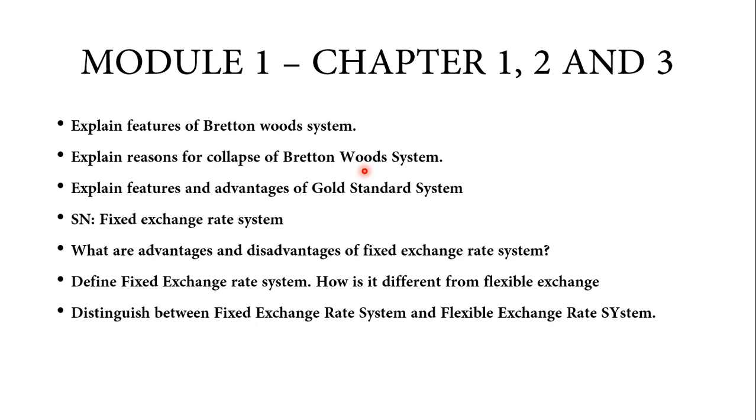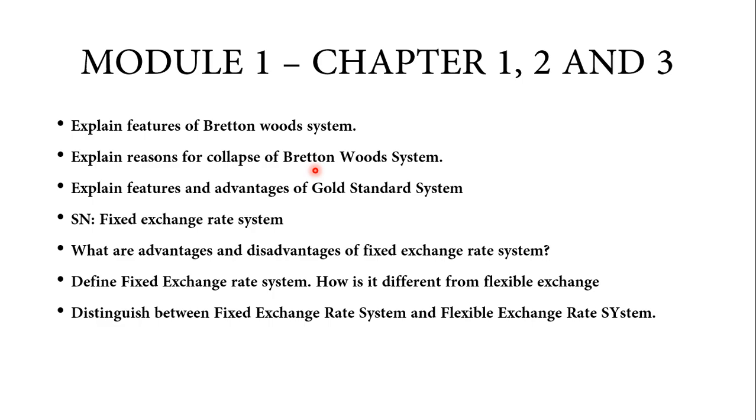Next, explain the features of the Bretton Woods system. Explain the reasons for the collapse of the Bretton Woods system. Very important topics, these all are. Explain the features and advantages of the gold standard system. They can even ask you to write a short note on fixed exchange rate system. Next, what are the advantages and disadvantages of fixed exchange rate system? Then we can have: define fixed exchange rate system and how is it different from flexible.